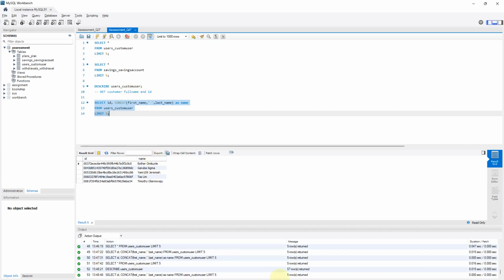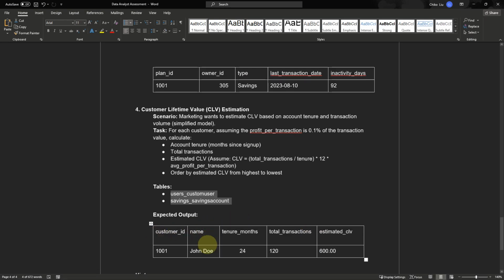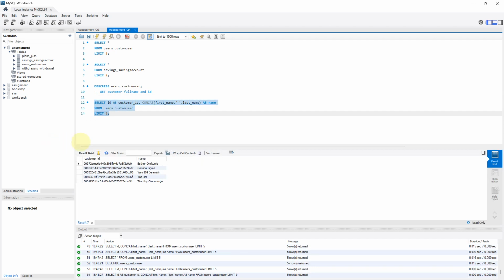Okay, that's the first part. We've done the customer ID, then name. So maybe I would say as customer ID. Again, for built-in syntax, try to use capital letters, even though small letters work, but just try to use capital letters.